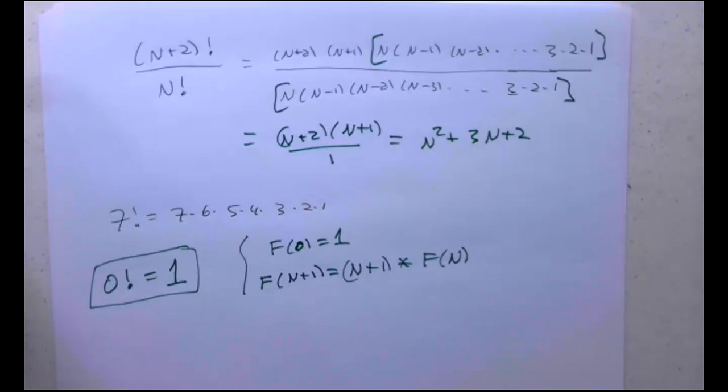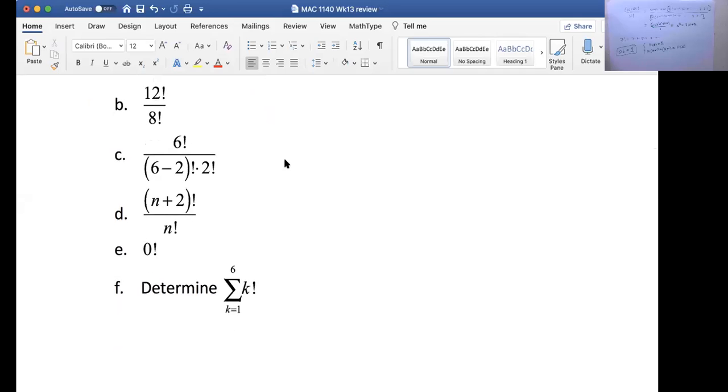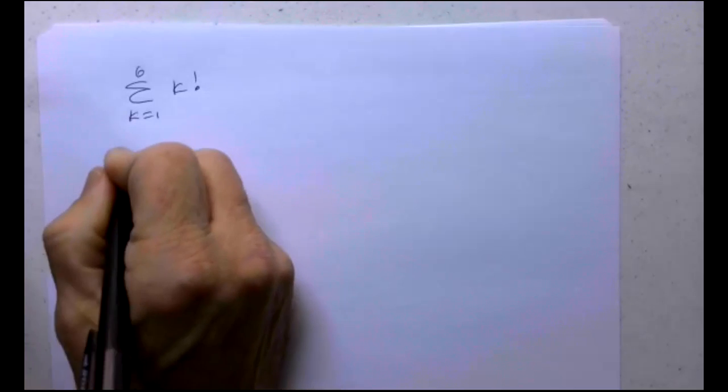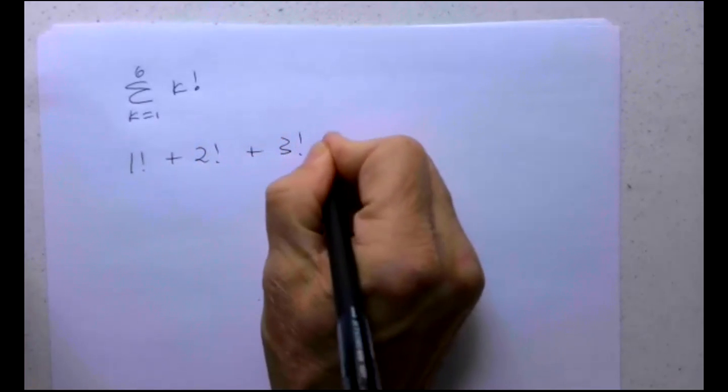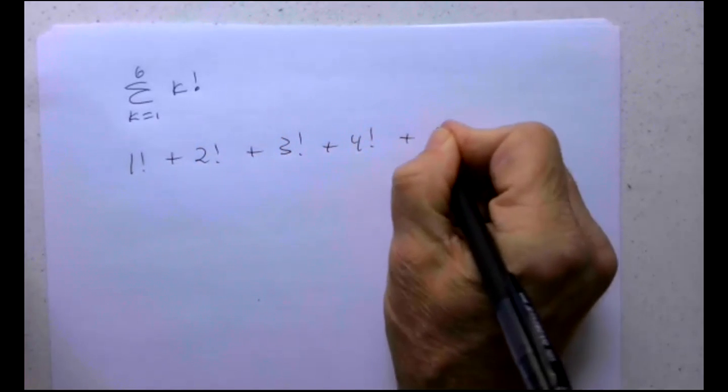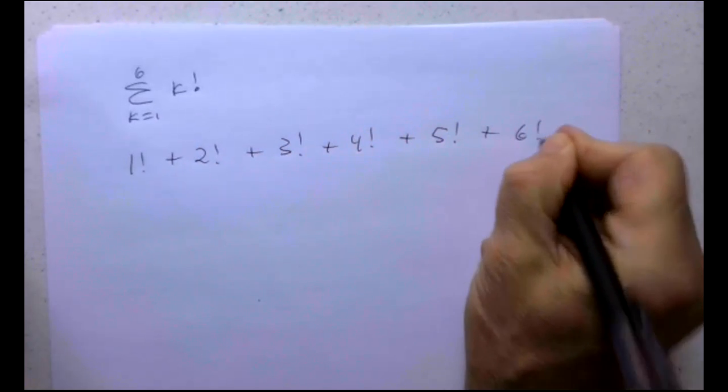Okay, and let's see, I believe we have one more question to do. You want the sum as k goes from 1 to 6 of k factorial. Okay, so what does that mean? Well, it means 1 factorial plus 2 factorial plus 3 factorial plus 4 factorial plus 5 factorial plus 6 factorial.